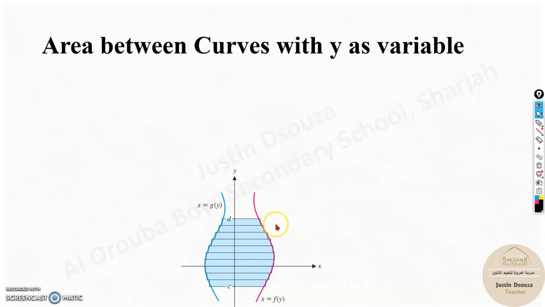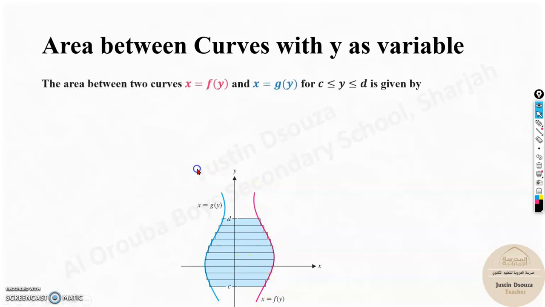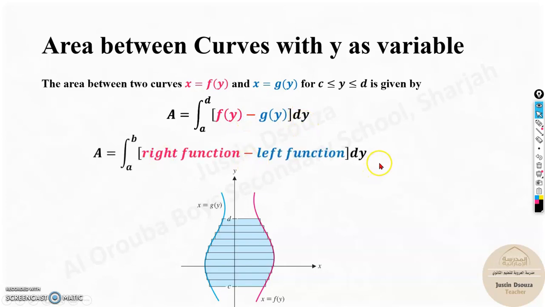The integral, the area between them, same like the previous one. The first function is the right side function. So now you can see the area between the two curves, x is equal to f of y and x is equal to g of y. The limit must be given. It is the definite integral from c to d, f of y minus g of y. It is the right function minus the left function.